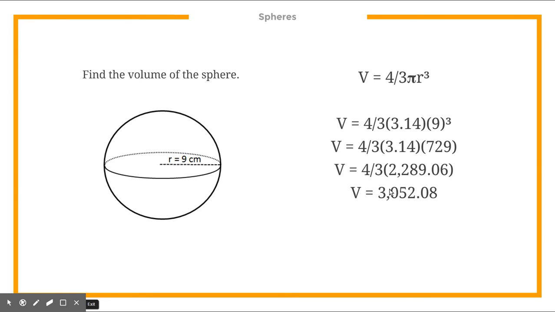3052.08. And one kind of helpful hint to make sure that you're getting this problem right is that when you are doing this, if the answer that you get is slightly bigger than the one that you had right before that was in parentheses, then you know you're on the right track. It shouldn't be smaller because 4/3 is greater than 1, which is going to make that number become larger. And so then our volume of a sphere is 3052.08 centimeters cubed.